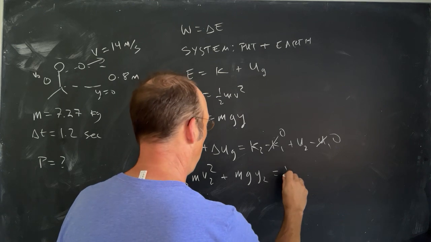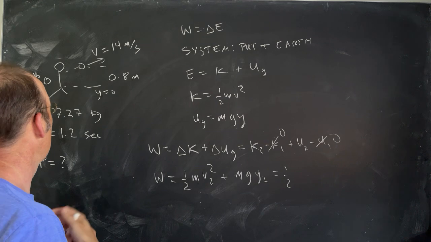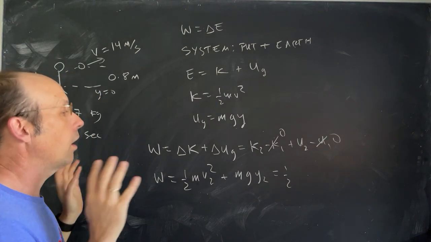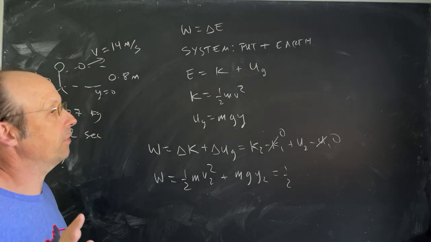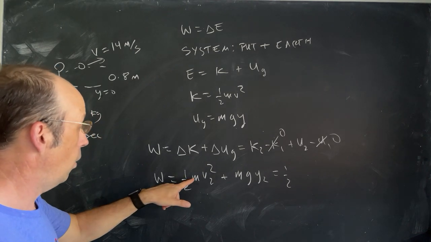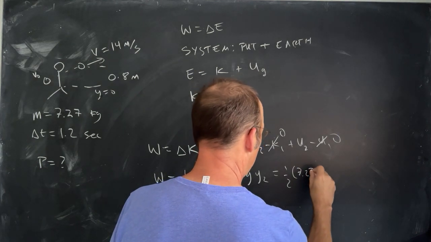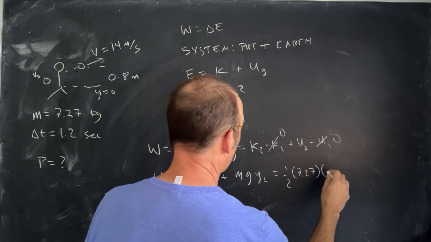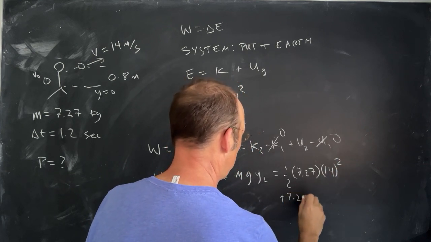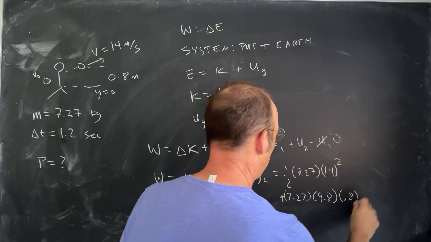So this is going to be equal to 1/2, and this is the mass of the shot put. Technically the Earth could move too, and it does, but conserving momentum, the change in velocity and the energy of the Earth is negligible. We'll look at that later. Okay, 1/2 m, the mass of the putt is 7.27. The final velocity is 14 squared, plus 7.27 times g, 9.8, times the change in height of 0.8.